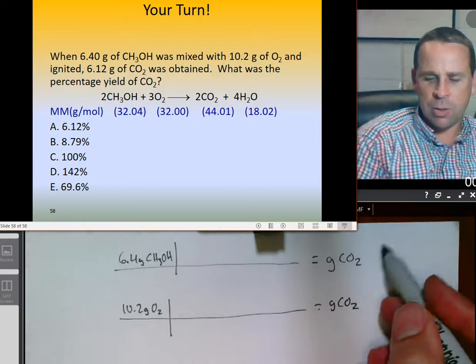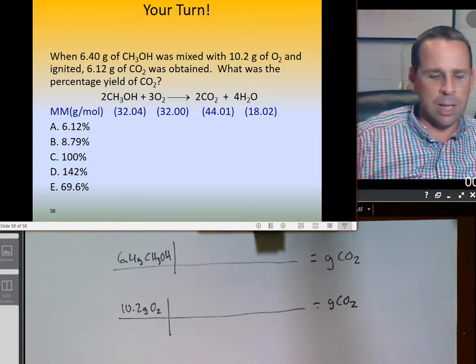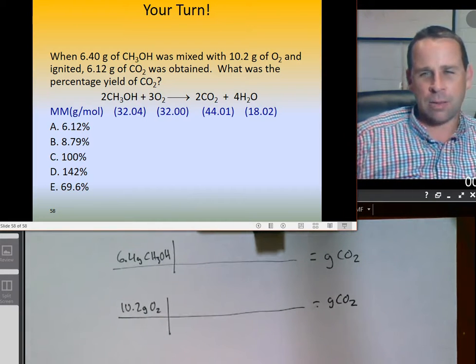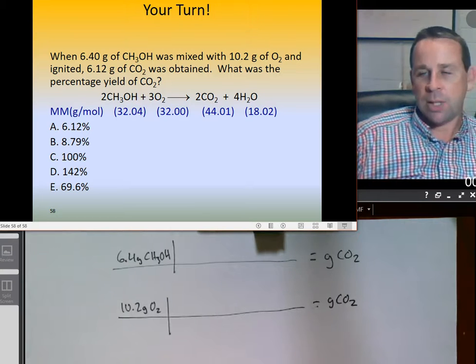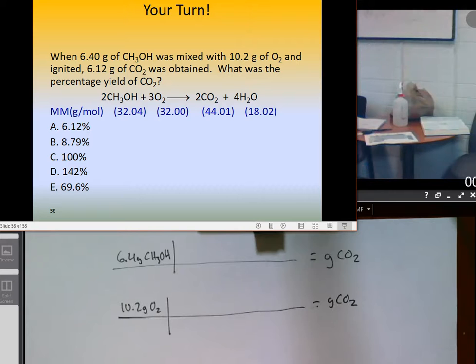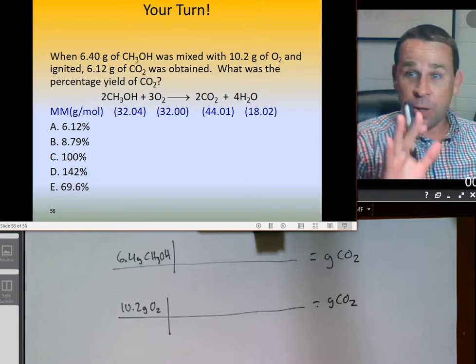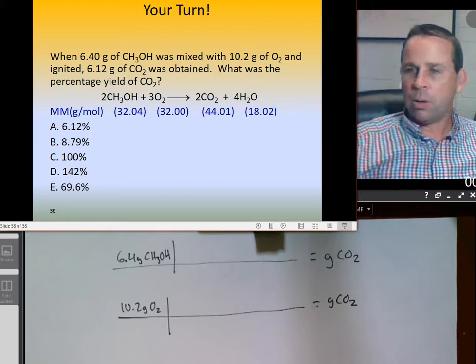See if you can find out how many grams of carbon dioxide you should be able to get by knowing these amounts of the reactants. Okay, see if you can finish that up. All right, push pause right now. Take some time to work on that. I'm going to grab my calculator here. Okay, so if you're not finished, finish now.